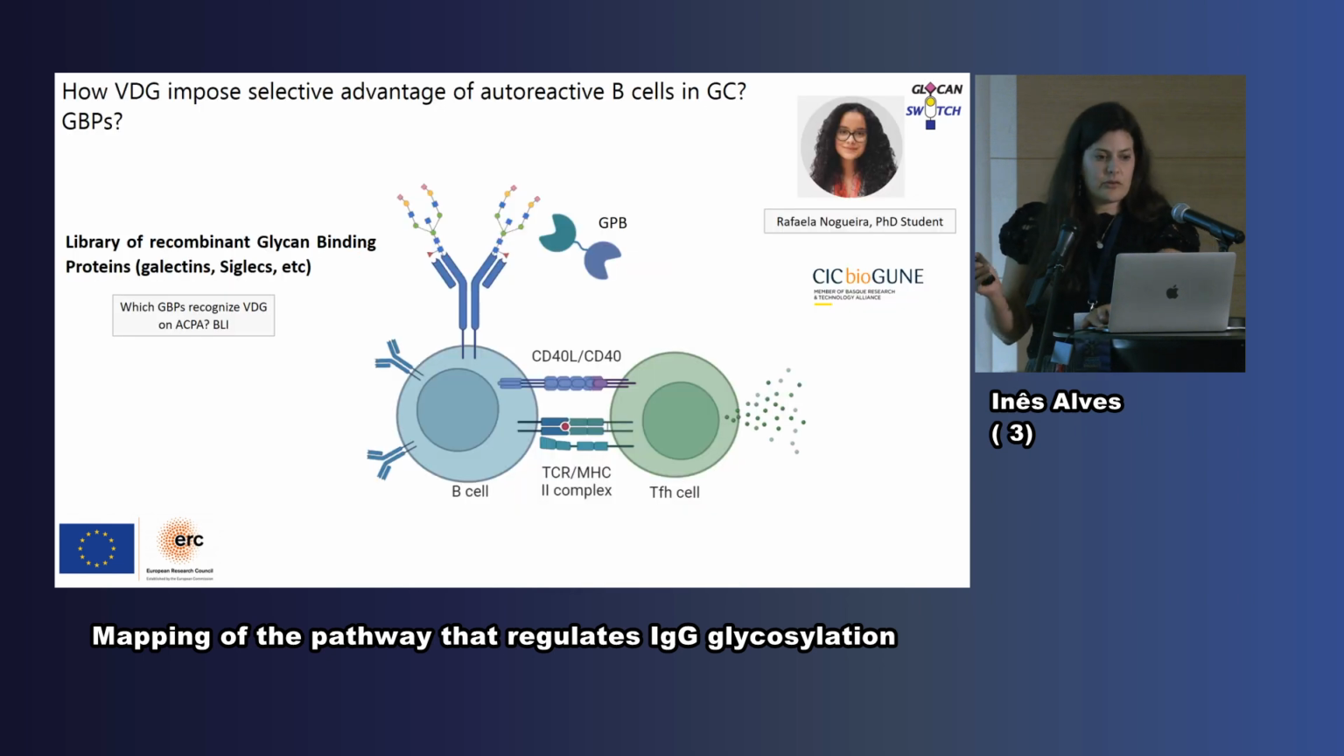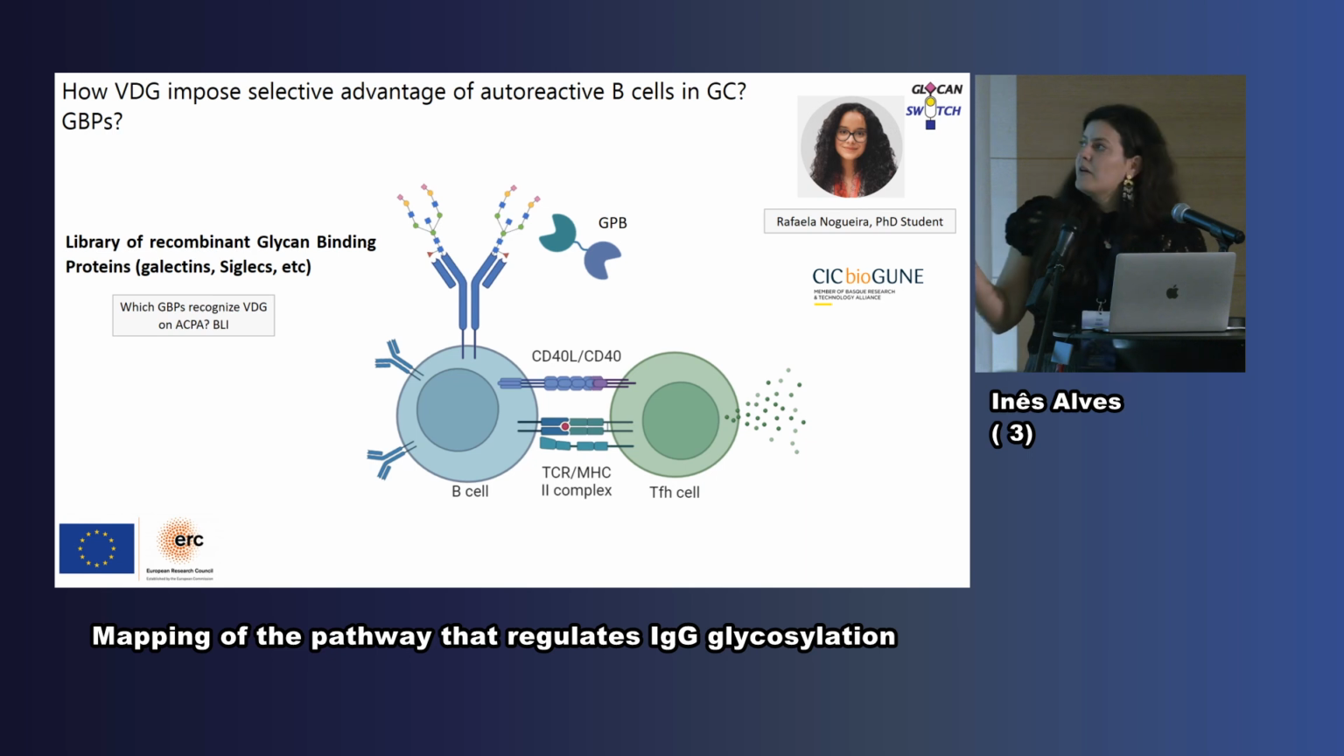So Rafaela Nogueira, who is a PhD student from GlycanSwitch, has moved to SIC Biogun in Bilbao, Spain, to try to understand which are the glycan binding proteins that can be mediating this interaction, or influencing or inhibiting also the interaction between B and T cells along with the Fab glycans.